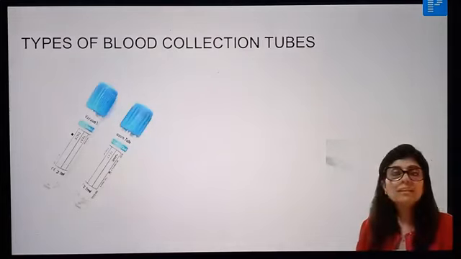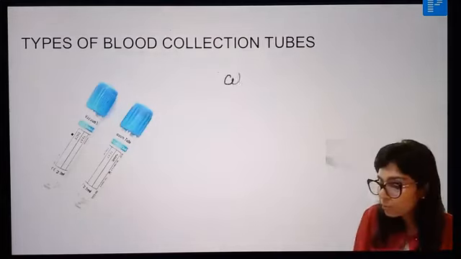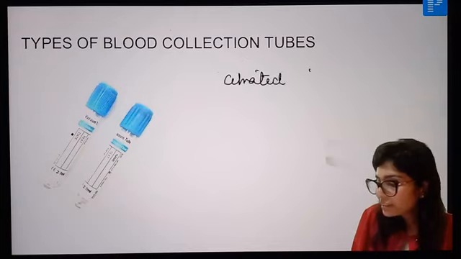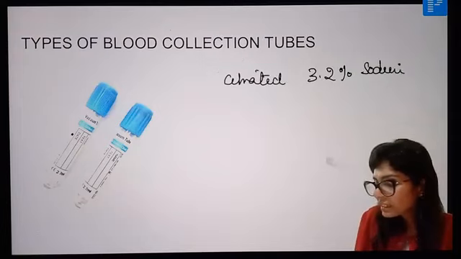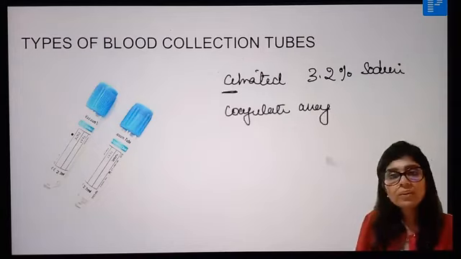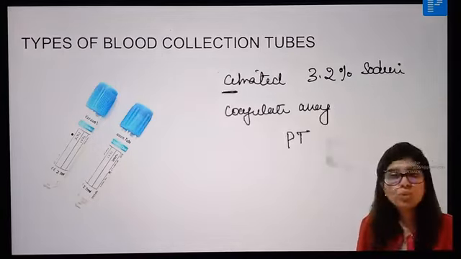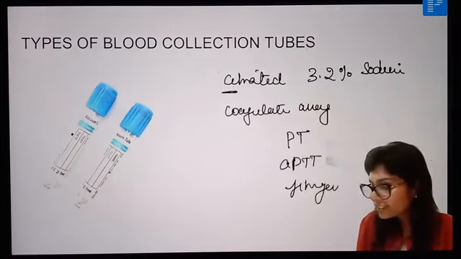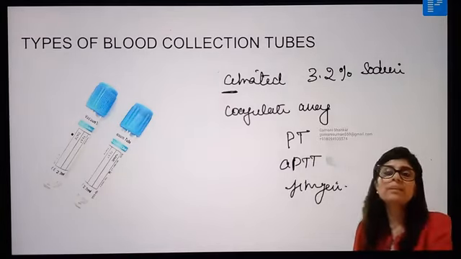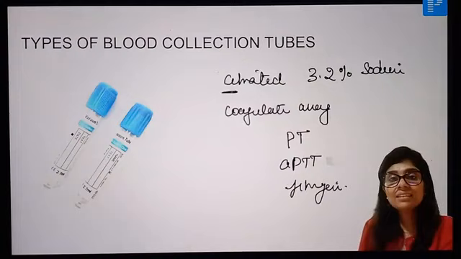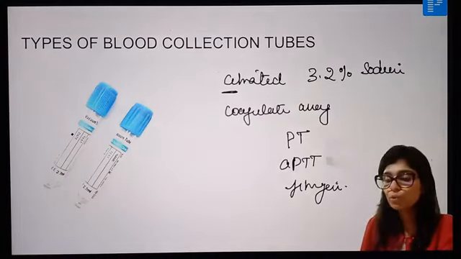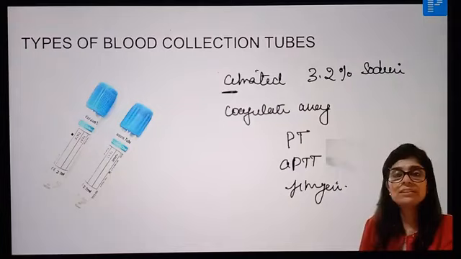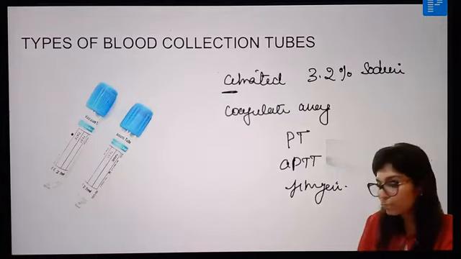Okay, and this is a blue top tube. Blue top tube is a citrated tube. Citrated tube meaning it has got 3.2% sodium citrate. C for C, it is used for coagulation assays. What do you mean by coagulation assays? Whenever you have to estimate prothrombin time, activated partial thromboplastin time, or fibrinogen assays. Okay, PT, APTT, fibrinogen assays, factor assays. For all these coagulation assays, it has to be a blue top tube which has 3.2% sodium citrate. Okay, that's a blue top tube.